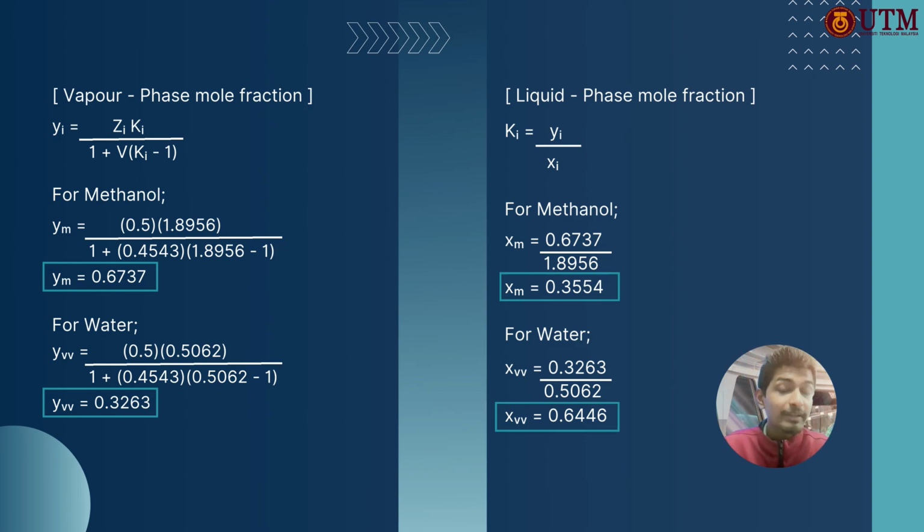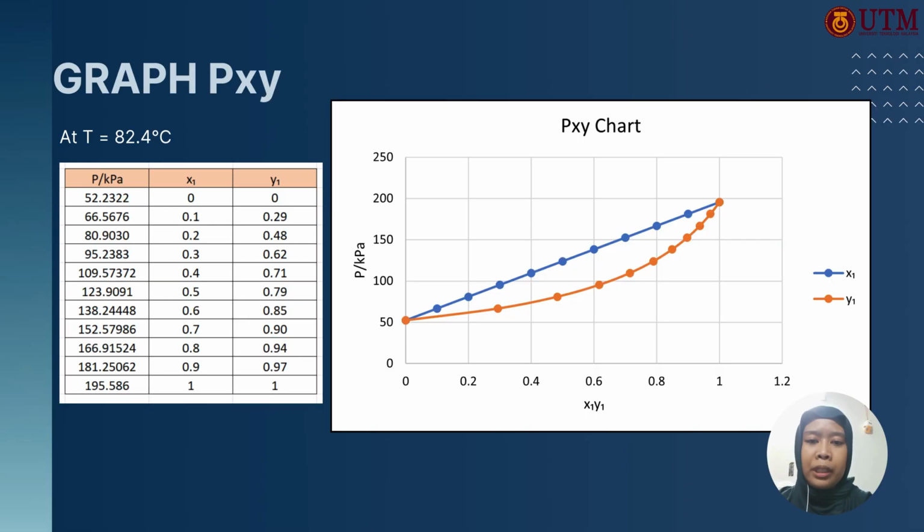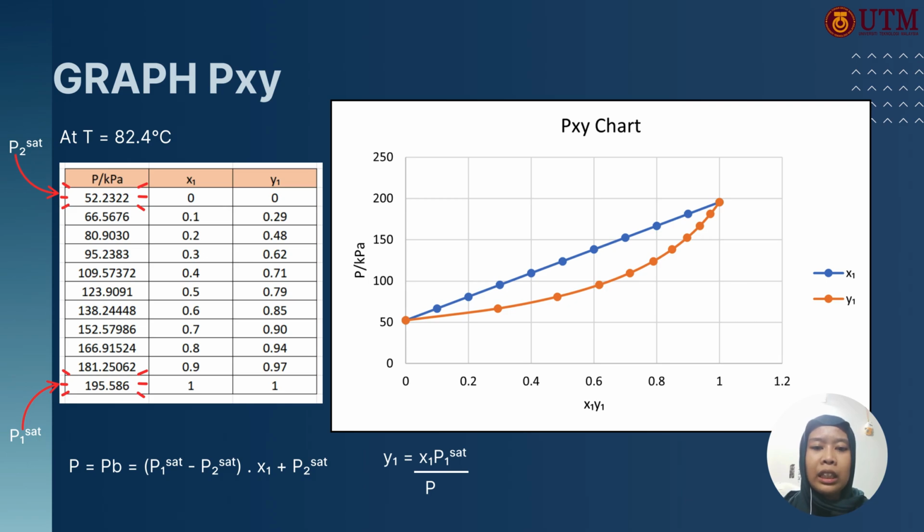In conclusion, for the entire calculation, this phase separation successfully separates the mixture, producing a methanol rich vapor and water rich liquid. The picture shows a PXY chart for the mixture of methanol and water. The graph is generated at T equal to 82.4 degrees C. For the S1, we decide to have the interval by 0.1. The P2 set is 52.2322 kPa, which is for the water component, and the P1 set is 195.586 kPa, which is for the methanol component. For the value of pressure and Y1, we calculated using the equation shown.